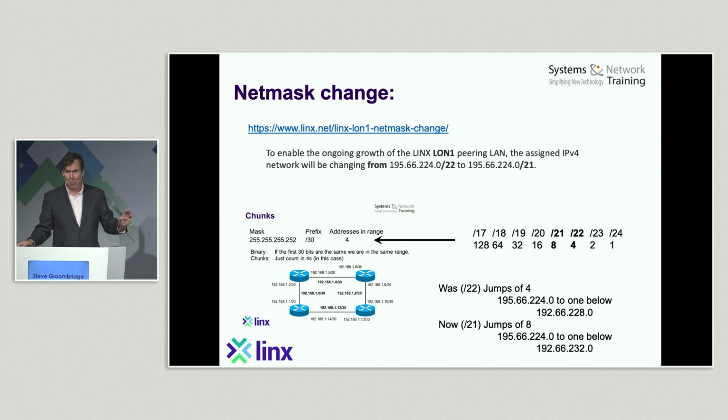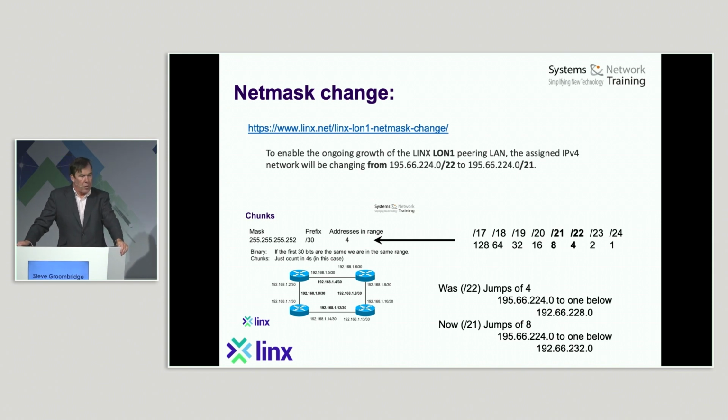228. My maths isn't brilliant, by the way, but I can just about do that one. Now, note, 228 is in another range. That's the start of another range. So that's why the slide says when London 01 was /22, it was jumps of 4. So the first address was 224.0. The last one would be 227. What we're going to, though, is jumps of 8. That's what the /21 mask will be.